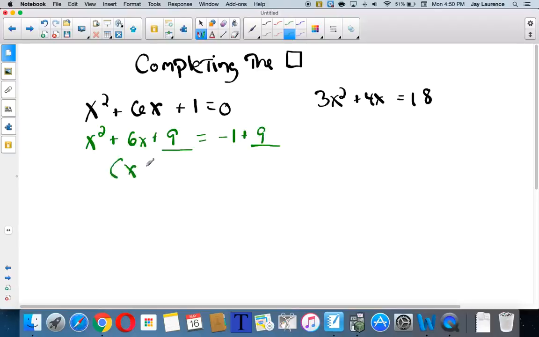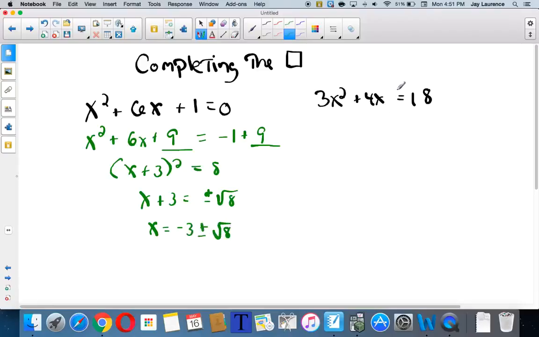So this will be x plus 3 quantity squared. That'll equal 8. Take the square root of each side. I'll get x plus 3 is going to equal plus or minus the square root of 8. And then when I subtract 3, I'll get x equals negative 3 plus or minus the square root of 8. And there you go. That's the exact answer.